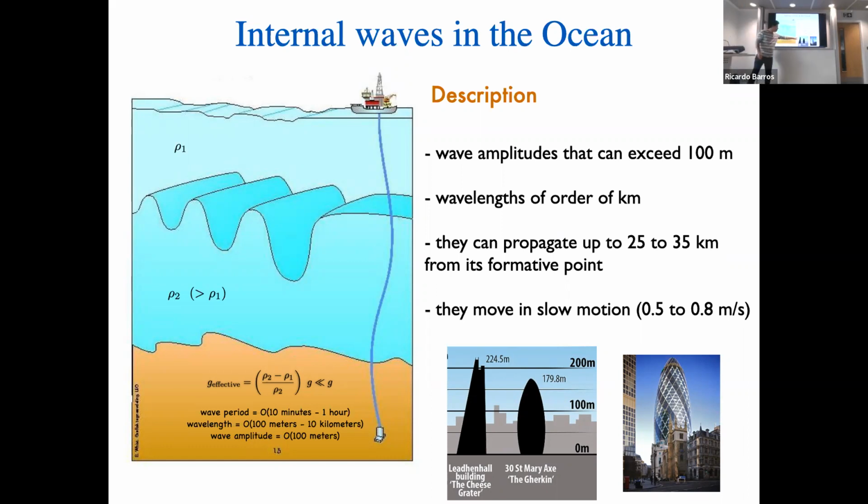So just to keep things in proportion, you have here the Gherkin, which is 179. The current highest internal wave registered actually surpasses the 200 meters. So it's a big beast. And it's a very long wave, up to kilometers, and they usually propagate in slow motion, orders of meters per second.